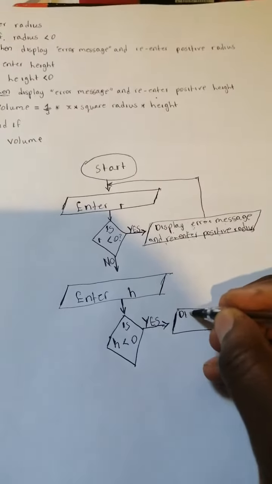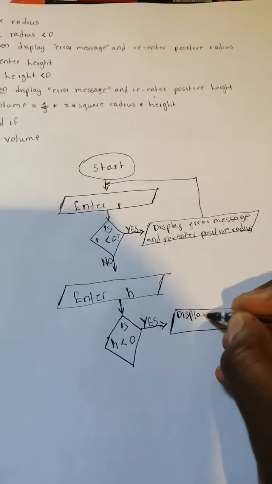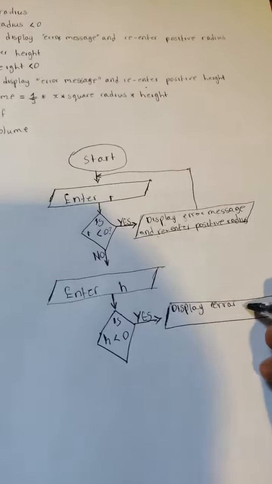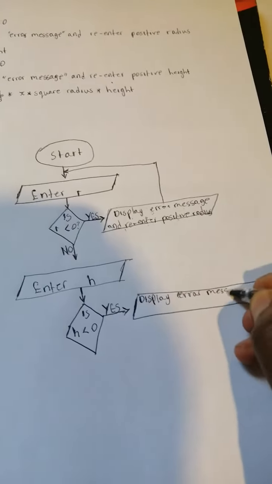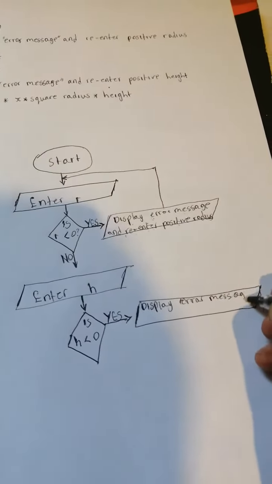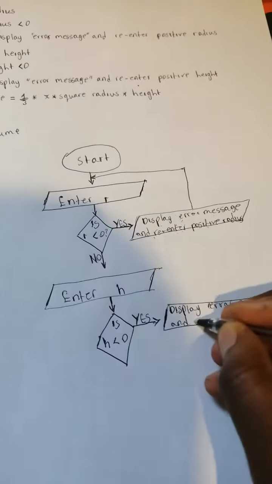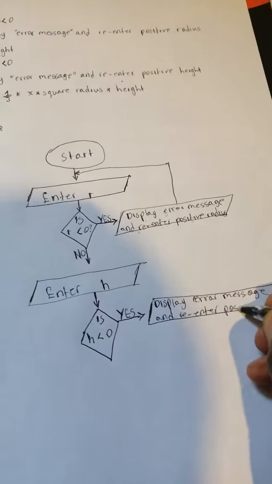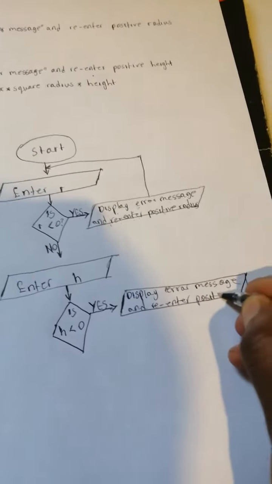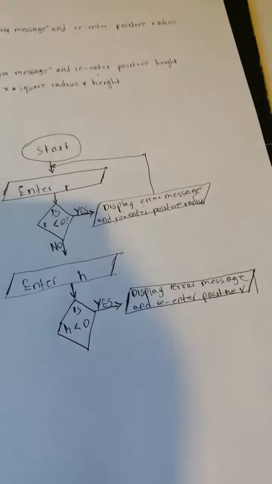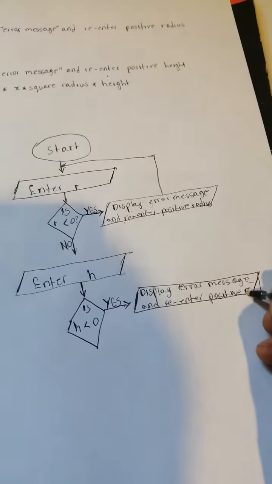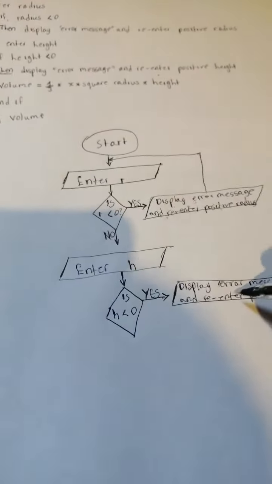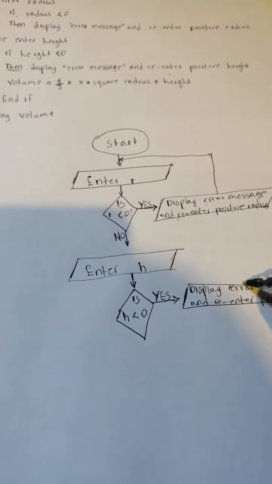So it will be display error message and then enter positive radius. So should be radius like that. So and re-enter positive radius. We're going to re-enter positive radius like that.